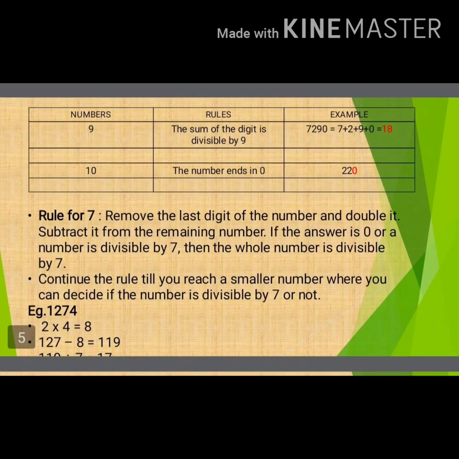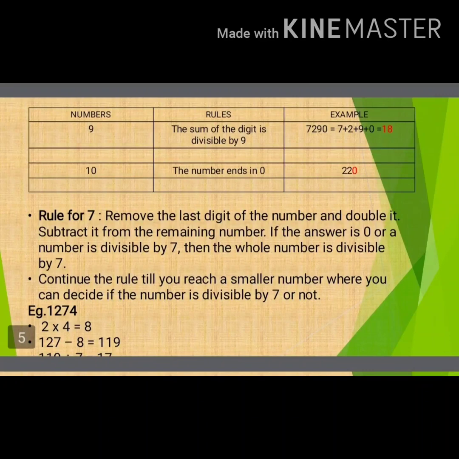Divisibility rule for 9. The divisibility rule for 9 is the same as the divisibility rule for 3. The sum of the digits is divisible by 9. Here the example is 7290 which sums up to 18 and 18 is divisible by 9. Divisibility rule for 10. The number ends in 0. Example 220. The digit in the ones place has to be 0 for a number to be divisible by 10.